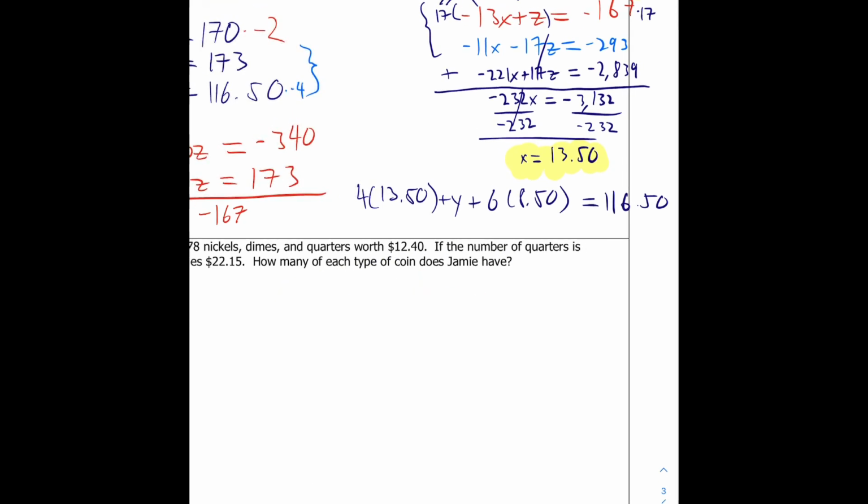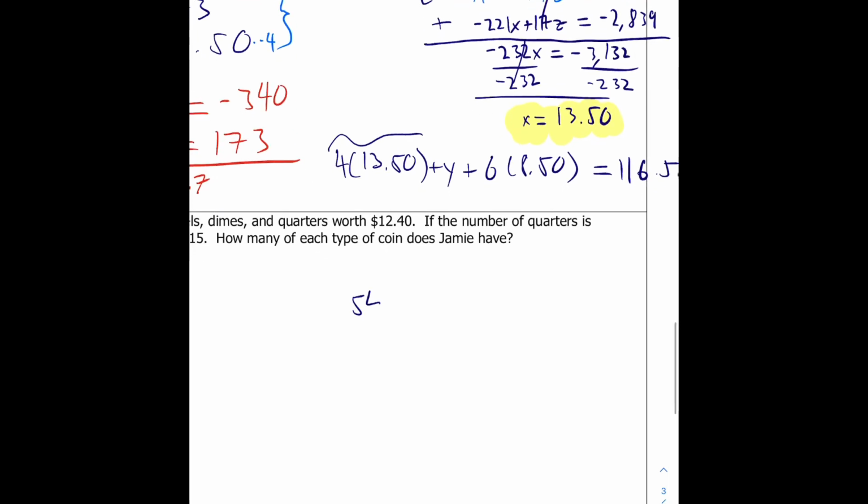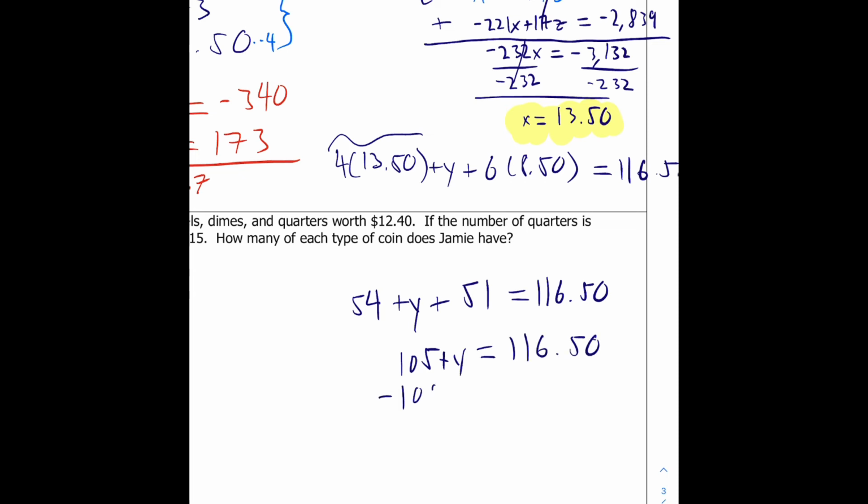So 4 times 1350, that equals 54. So I have 54. I'm just going to do this down here, guys. 54 plus y plus 6 times 850, that's 51, equals 11650, okay? All right, combine my like terms. 54 plus 51, that's 105 plus y equals 11650. Then subtract 105 on both sides. Get y equals 11650 minus 105, so y equals 1150, okay? There we go.